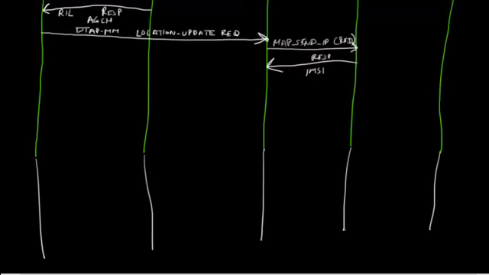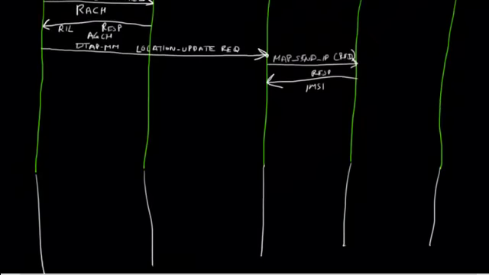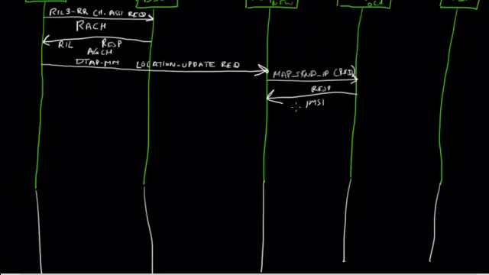So now you can see, at this point in time, this MSC VLR can initiate an authentication. So what happens, let's assume that it initiates an authentication.